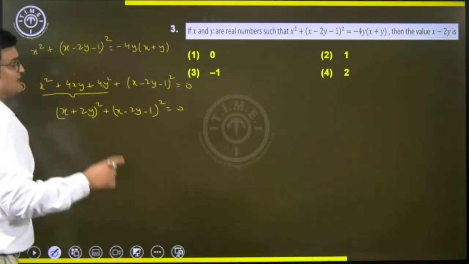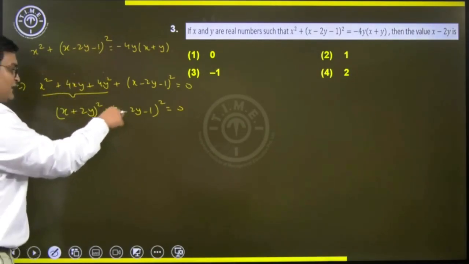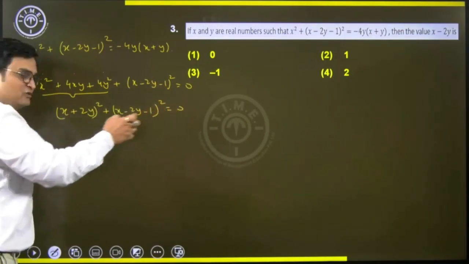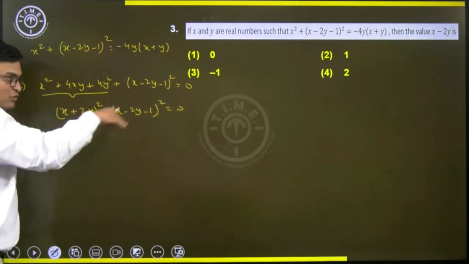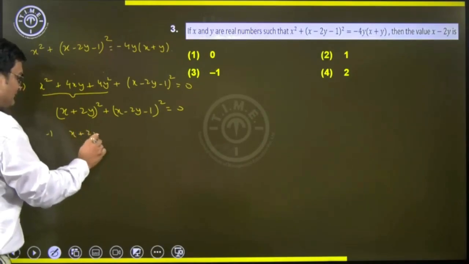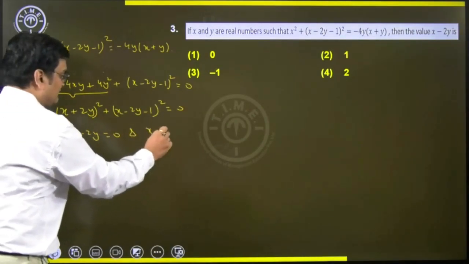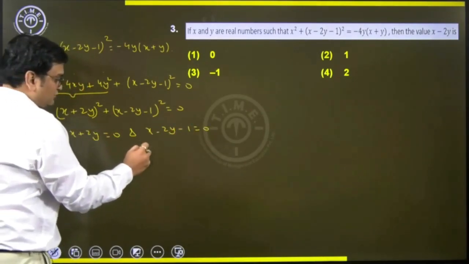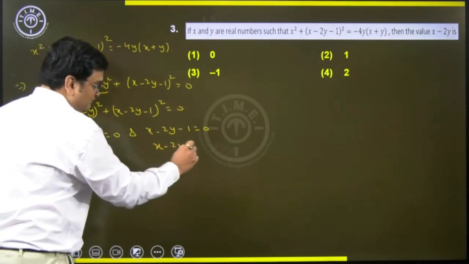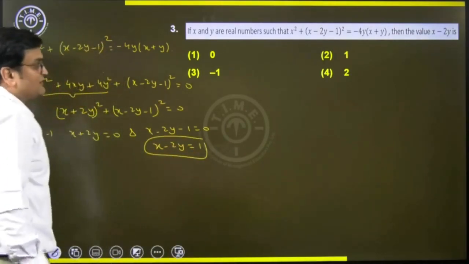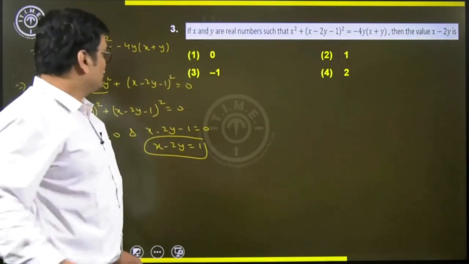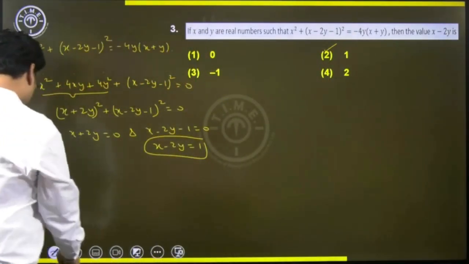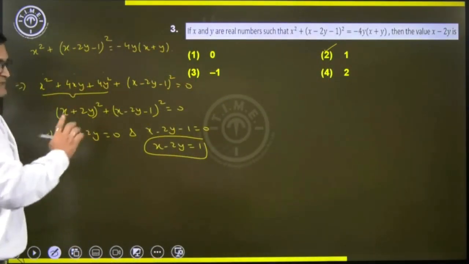Now please notice, since x and y are real numbers, the square of the real numbers can never be negative. So that means sum of two squares is becoming 0. That can only mean one thing, both the numbers should be 0. So hence x plus 2y equal to 0 and x minus 2y must be equal to 1. And what is he asking us? Find the value of x minus 2y. Can I say my answer will be 1, option choice 2. I hope we are clear with this.